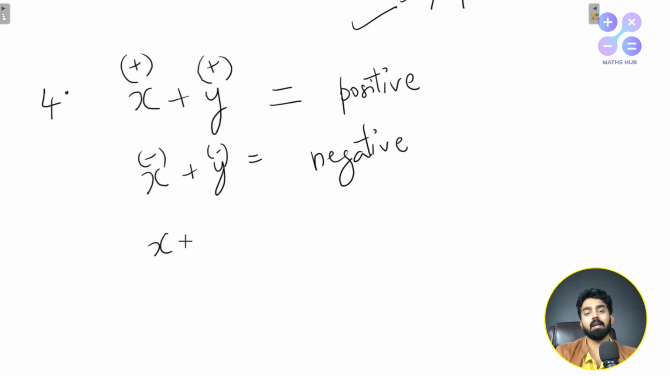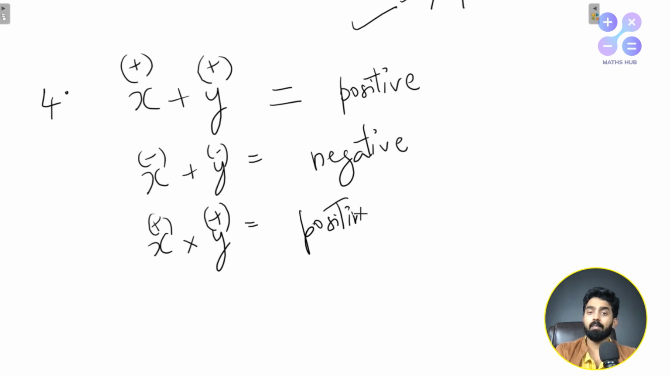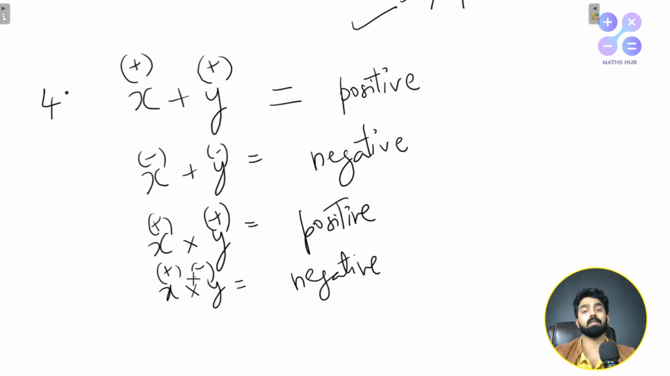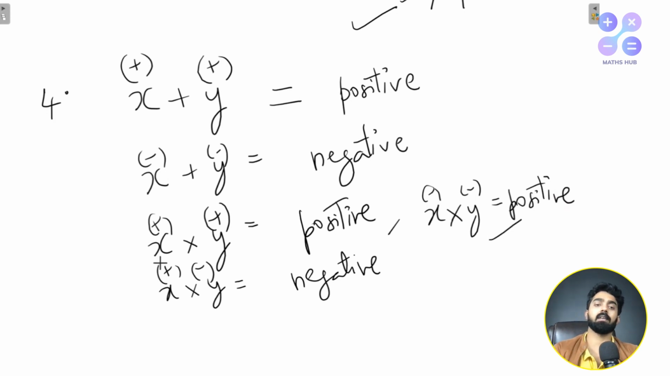Similarly, if you multiply a positive and a positive real number, you'll end up with a positive real number. And if you multiply a positive and a negative real number, you'll always end up with a negative real number, right? But if you multiply a negative and a negative real number, you end up with a positive number, right? That's the idea. So this is how the properties of real numbers work.